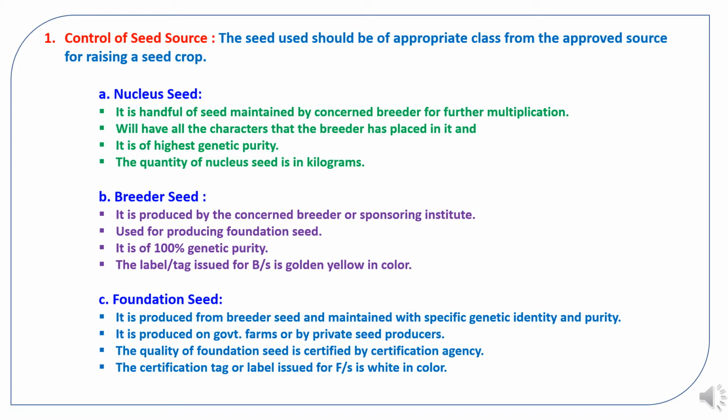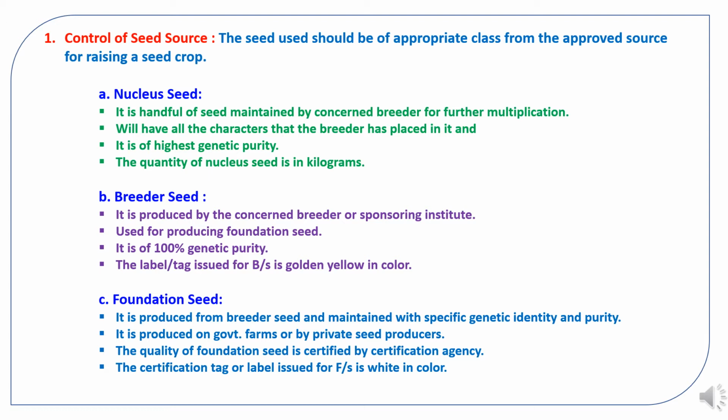First one is control of seed source. The seed used should be of appropriate class from the approved source for raising a seed crop. There are 4 classes of seed from breeder seed, which are given and defined by the Association of Official Seed Certification Agency. First class is nucleus seed, which is a handful of seed maintained by the concerned breeder for further multiplications. The nucleus seed will have all the characters that the breeder has placed in it, and it is of highest genetic purity. The quantity of nucleus seed is very small, in kilograms.